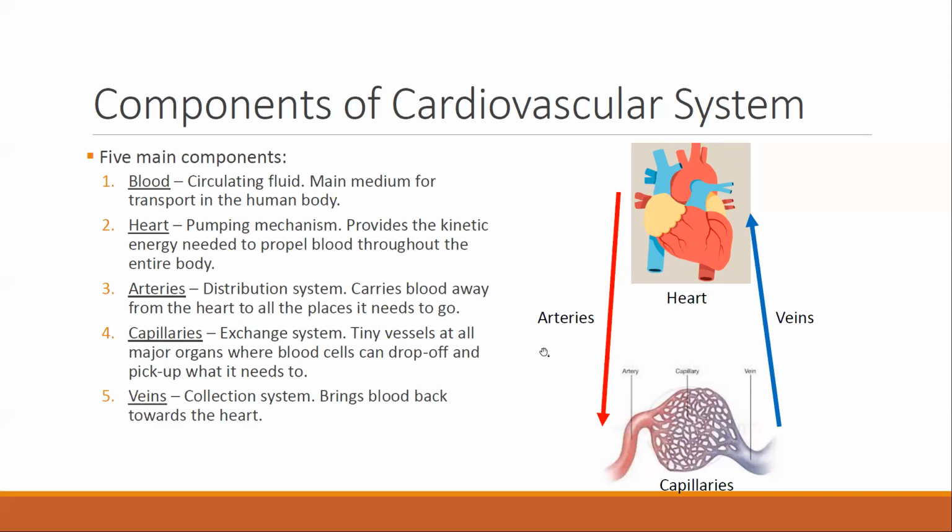All right. After that, we have the veins. The veins are the collection system. After the blood is done doing what it needs to do in the capillaries, dropping off material and picking new stuff up, it has to be collected so it can return to the heart. That's the responsibility of the veins. The veins take the blood that has just been used in the capillaries and route it back to the heart. A vein is just any blood vessel that takes blood from anywhere in your body and brings it back to the heart.